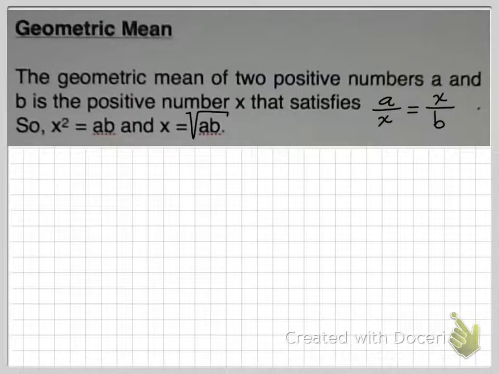Okay, and here's that third concept I was talking to you about, one that you might not have seen in the past. I definitely have not introduced it to you in the past before. So moving right along, it's the geometric mean.